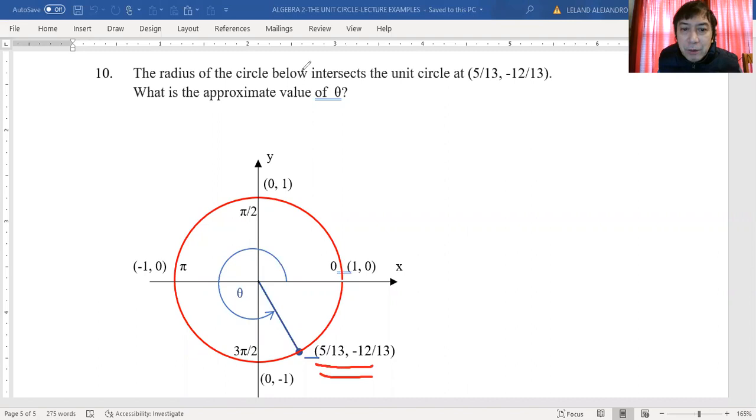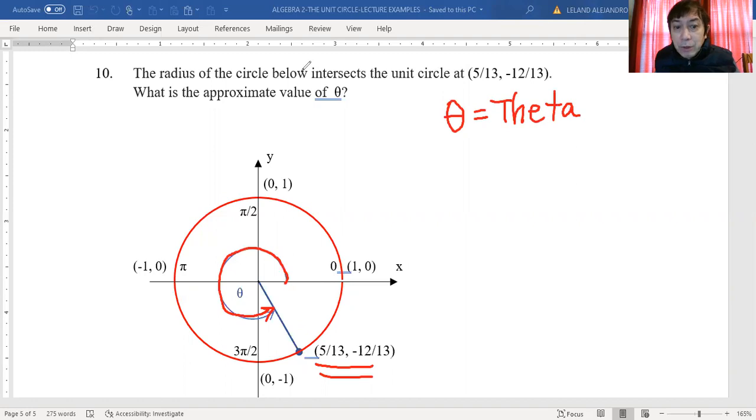All right, what is the approximate value of theta? The theta here is the large angle. We're looking for that particular angle, theta. You can see the diagram with the blue Greek letter theta. Now, we're after that angle. So surely it's more than 270. It's at the terminal side of the fourth quadrant. So what is this angle?